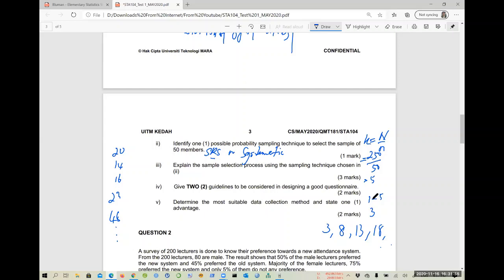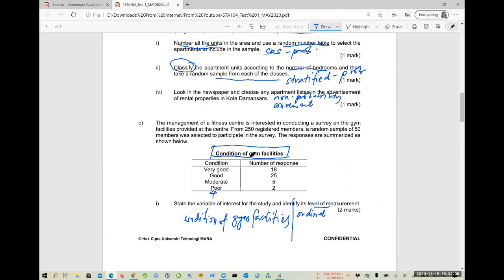And then finally, determine the most suitable data collection method and state one advantage. So again, because it says here the most suitable, you can just think of any suitable data collection method. Since the number of population here is not so big, you can just do a simple face-to-face interview, or if you want to use the telephone interview also can, because you have the list of all the members, and then you can just text the respondent through the record that you have from their registration.